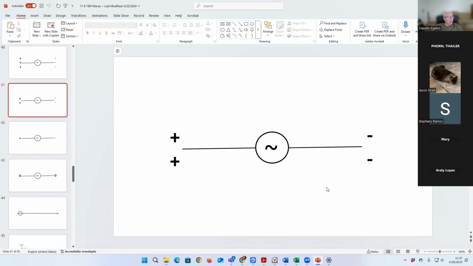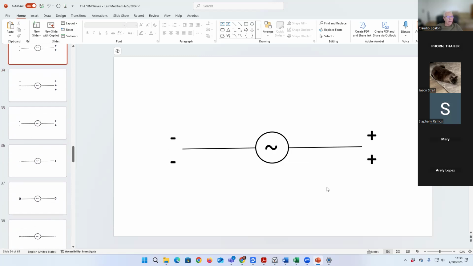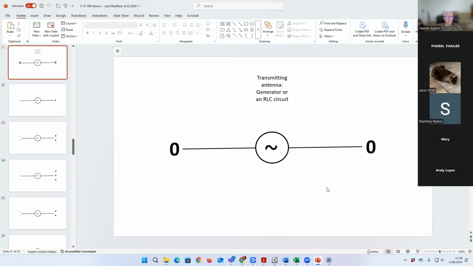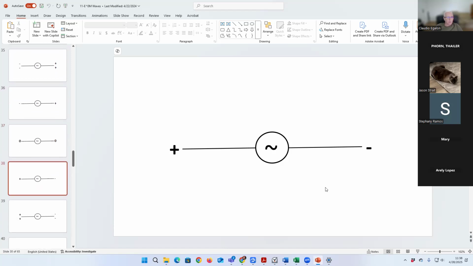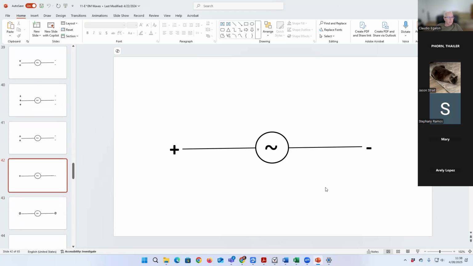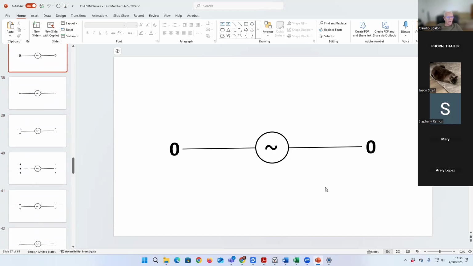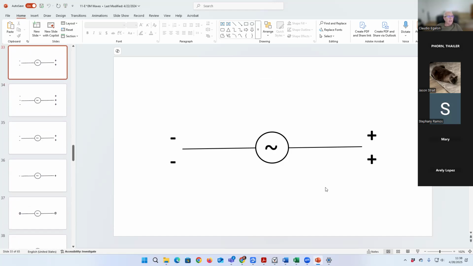That's what we call an electric dipole antenna. Electric dipole antenna, okay? And this electric dipole antenna is generating electric and magnetic fields that propagate away from this antenna.